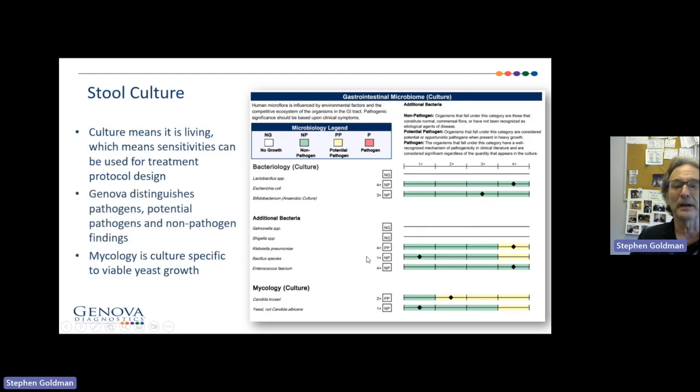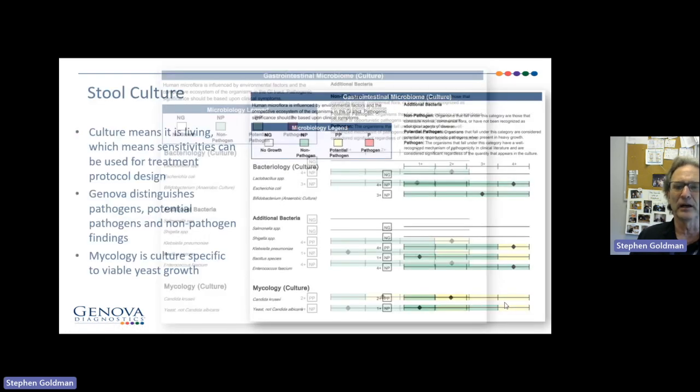And we do the same in the mycology. The mycology is a culture specific to yeast. And you see here for Candida, it only takes a 2+ to get in the yellow. So this is designated a potential pathogen and will provide information for treatment. And then there was a yeast that was very, very low and difficult to identify. If it had been a 4+, the designation would have been changed.